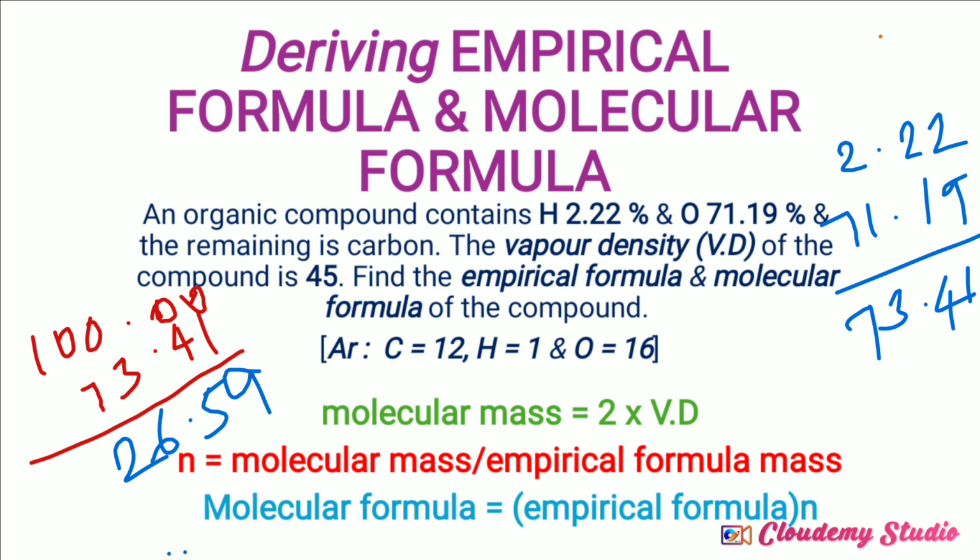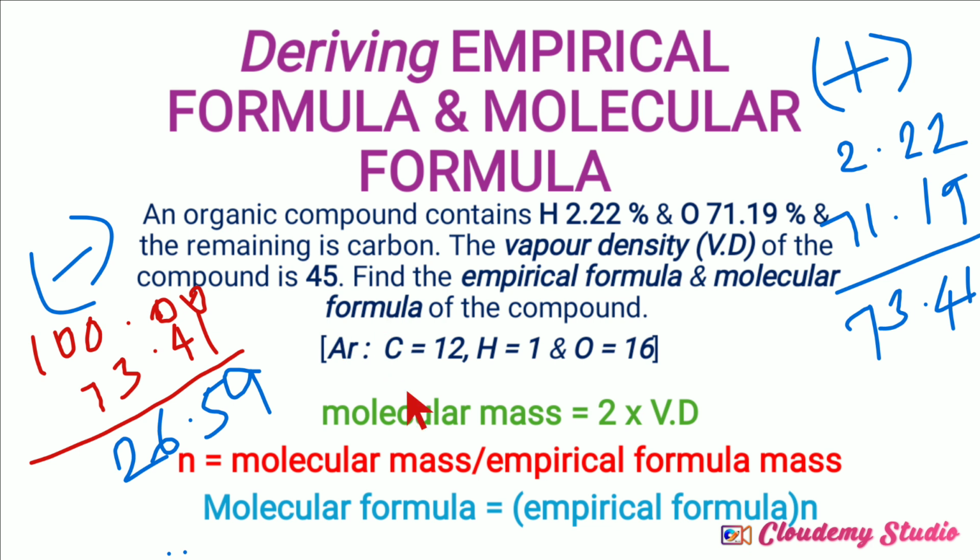In order to get the percentage of carbon, from 100 we subtract this 73.41, the sum we have added. So when we subtract 73.41 from 100, we have got the result 26.59. That is the percentage mass of carbon. That percentage mass of carbon we need to use to work out the empirical as well as the molecular formula.